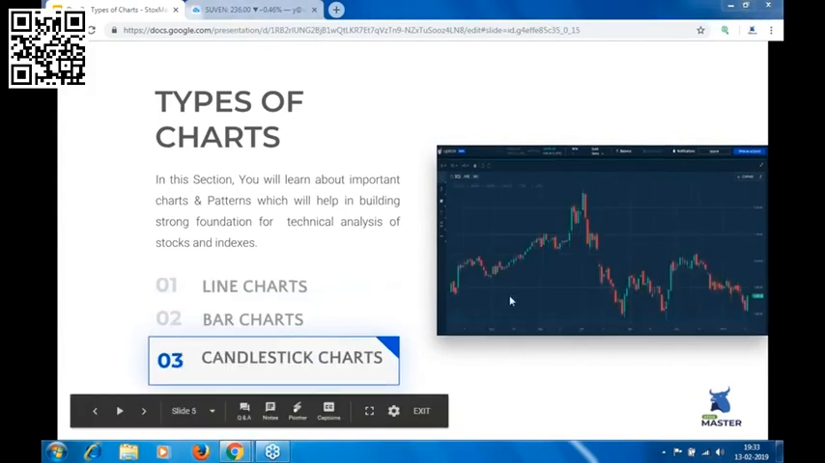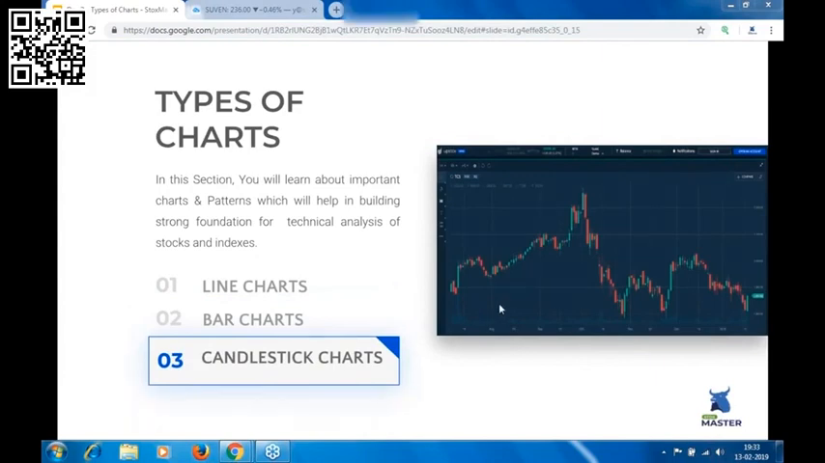Now the third type of chart, which is most commonly and widely used, is the Japanese candlestick chart that we'll be studying in our technical analysis. And today we'll be looking into some important trend reversal candlestick patterns.